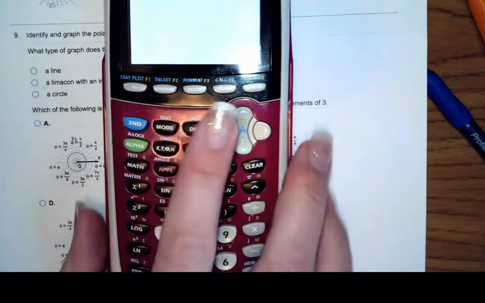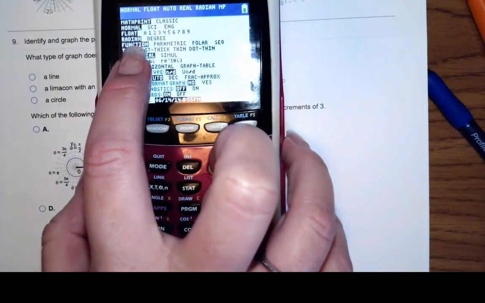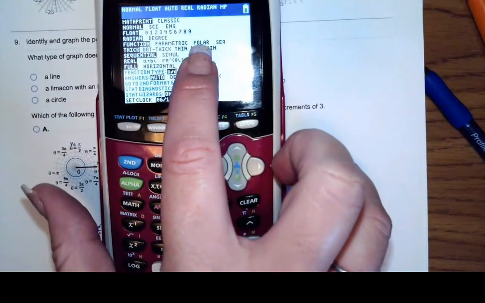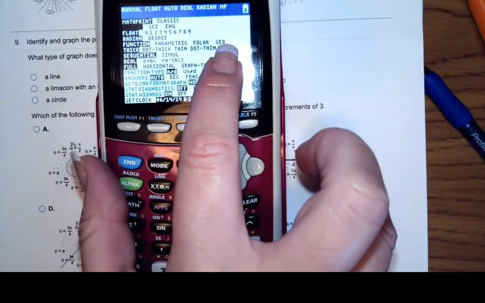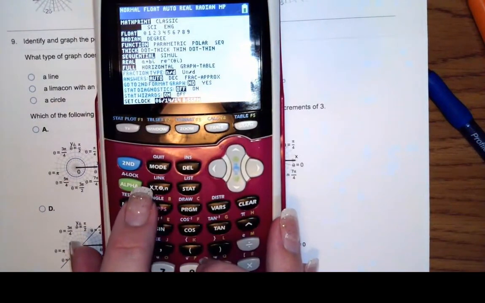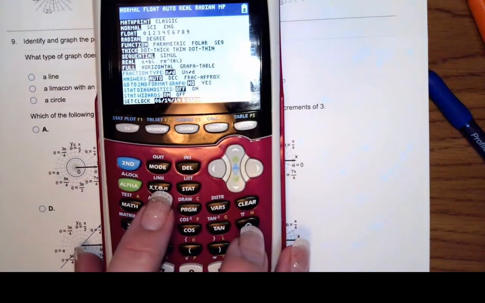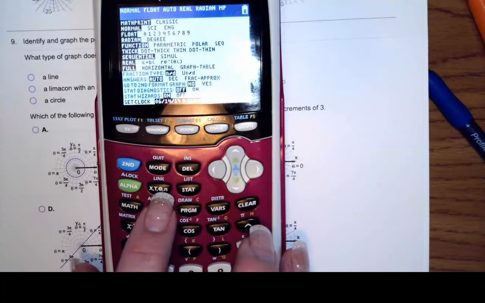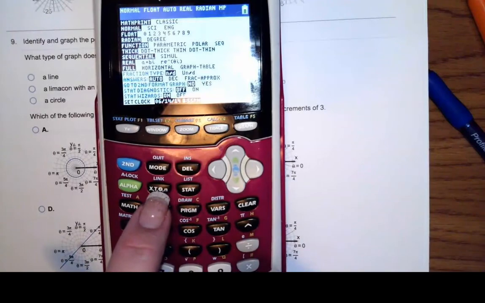Okay, so I'm going to hit mode. I'm going to make sure that I'm in radians, which I am. I'm then going to go down to this row and come over here, and I'm going to see polar equations. So I've got functions, parametric, polar, and sequences. In functions, we're in terms of x, so on your variable key, you've got an x. In parametric, you're in terms of t, for time usually. In polar, you're using theta for your variable. And in sequences, you're using n for your variable. So this is your variable key.